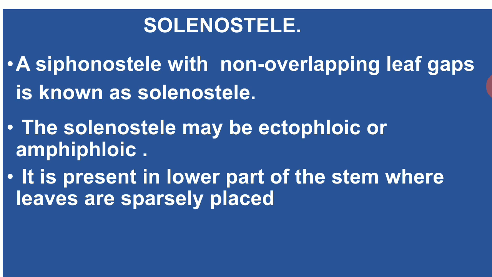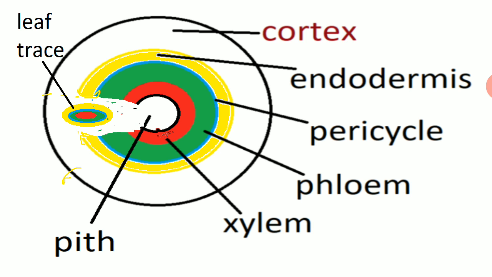Solenostele. A siphonostele with non-overlapping leaf gaps is known as solenostele. Solenostele again may be ectophloic solenostele or amphiphloic solenostele. Its peculiar feature is that leaf gaps are non-overlapping. The solenostele may be present in the lower part of the stem where the leaves are sparsely placed. This is the solenostele, with non-overlapping leaf gaps.